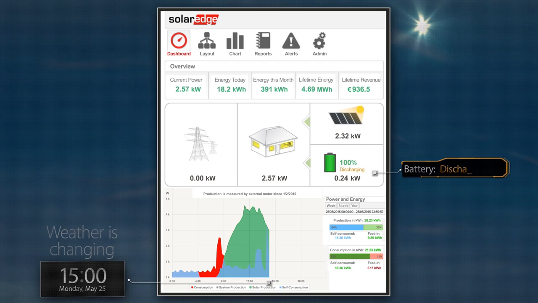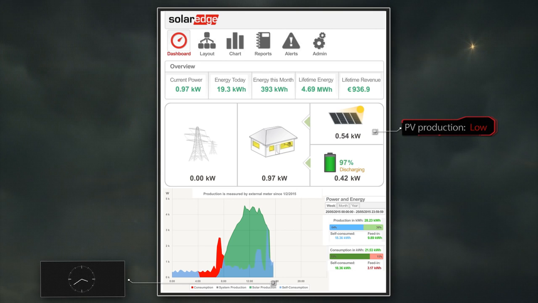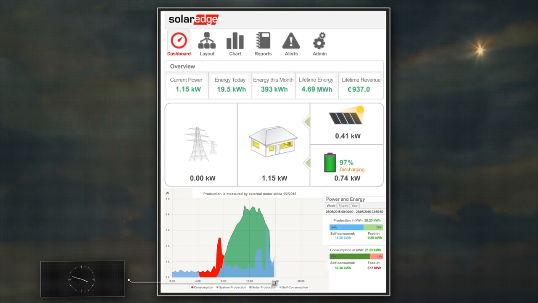After 3 PM, clear skies give way to clouds, leading to even lower PV production. The dashboard shows the battery continuing to compensate for the reduced PV generation levels, supplying a greater share of the house loads than before.